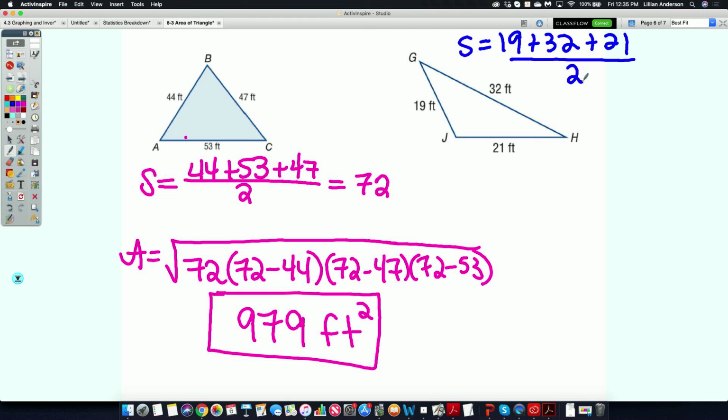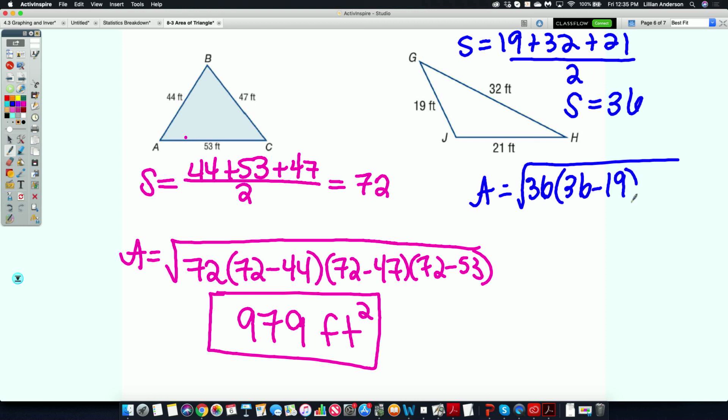Now remember, if you try to type this entire thing in one line, make sure you put parentheses around your entire numerator. Otherwise, it's going to divide just the last number by 2 and then add the other ones together. So S is 36. Now to find my area, I'm going to do 36 times 36 minus 19 times 36 minus 32 times 36 minus 21, and take the square root of that number. 192?